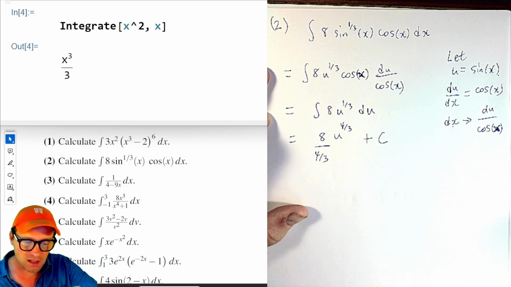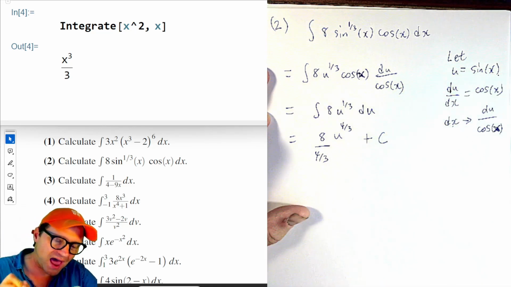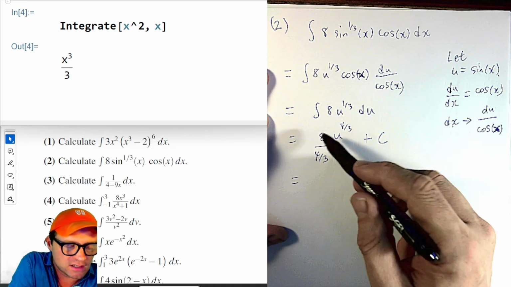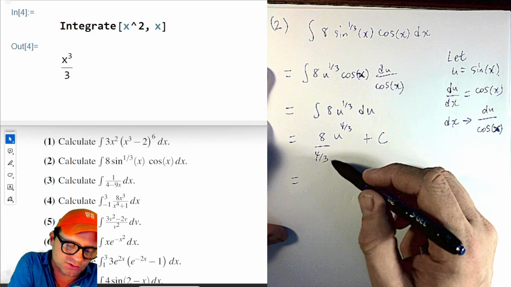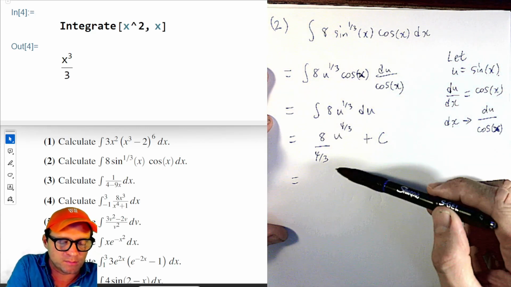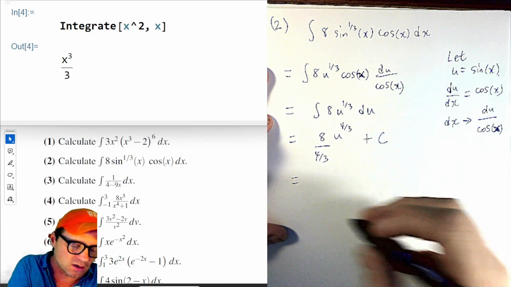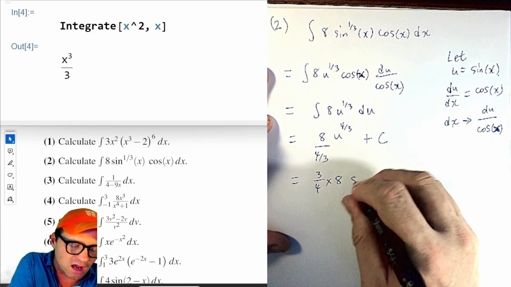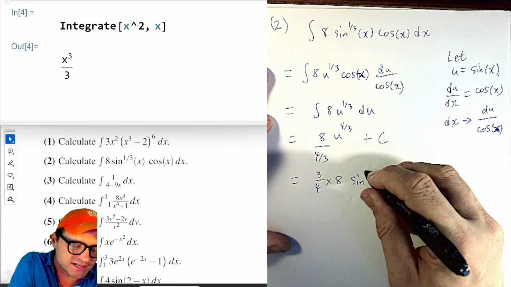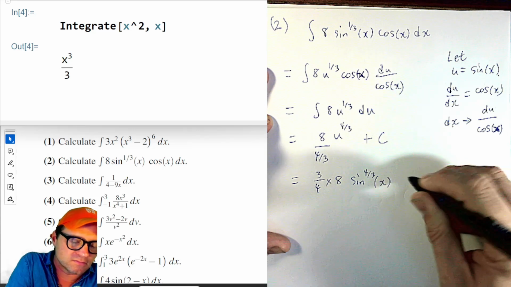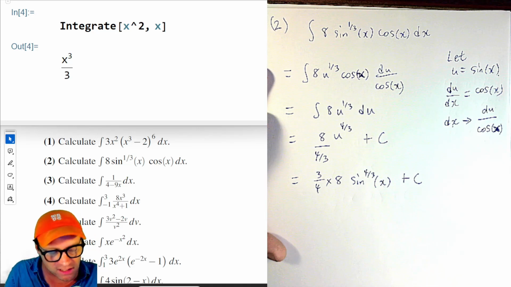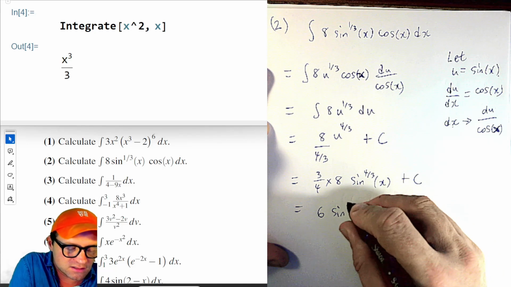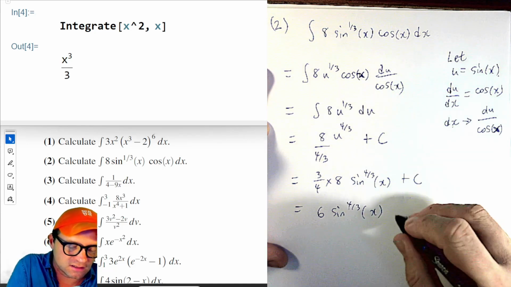All right, so now that we have this, we're almost done. So now we just need to simplify and plug back in what u was in terms of x. So we have, let's see, 8 over 4 is 2. So what I'm doing here is I'm multiplying top and bottom by 3/4, right? So if I set this out, this is 3/4 times 8, and then u is sine x, but it's to the power 4/3. Okay, so let's simplify the fraction out. 8 over 4 is 2. 2 times 3 is 6. So we have 6 sine to the 4/3 of x, and then plus c.